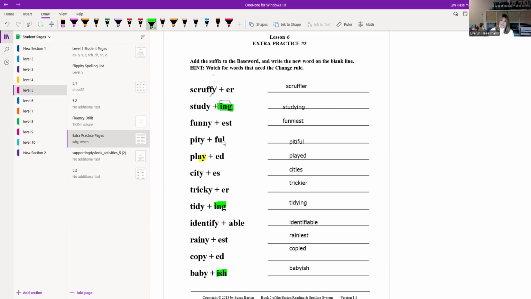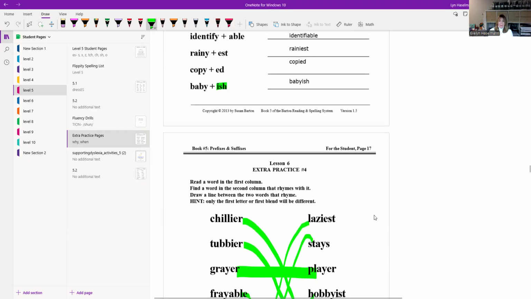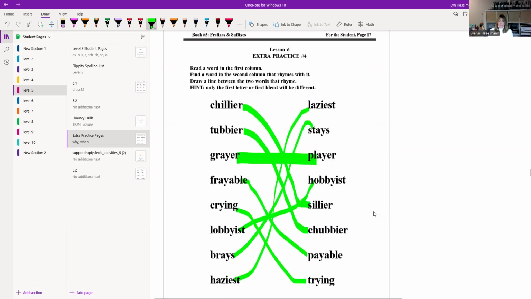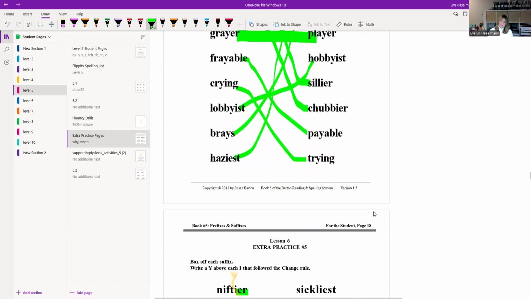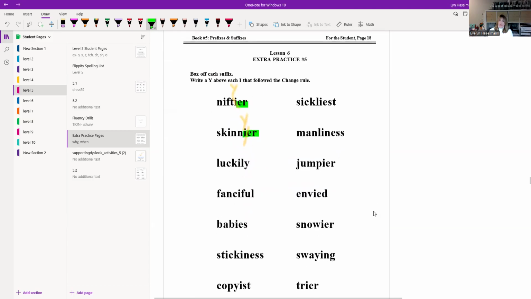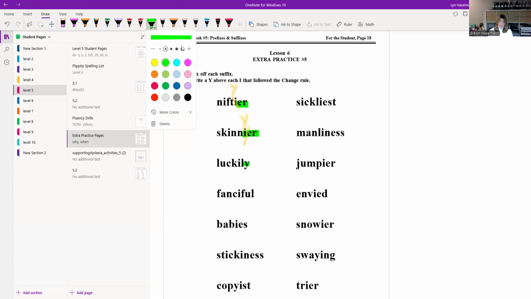Okay, so this is done for you. So you can take a look at that. I have highlighted the couple ones that I think are a little bit trickier. This is just: read the first column, find the word that it rhymes with, so chillier and sillier. And then box off each suffix, write the Y above each one that followed the change rule. So I did not finish that. Some of these are going to have two suffixes on them. So let's do that together.